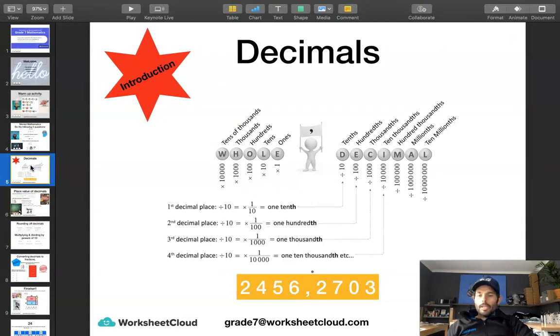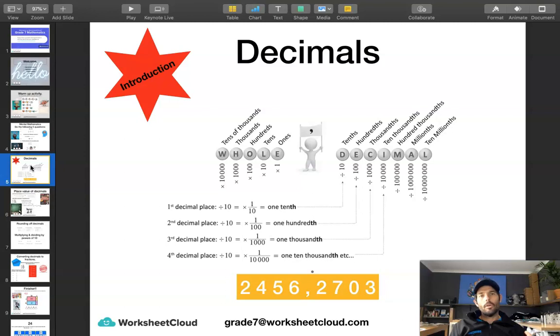Okay, today we're going to look at decimals. Just a brief introduction here for you. Everything to the left of the decimal is whole numbers. You can see the word whole there, and we know the first number on the left of the decimal is your units or your ones, then your tens, then your hundreds, then your thousands, and your 10,000s. Everything to the right of the decimal is smaller than 1. So that would be your tenths, your hundredths, your thousandths, your 10,000ths, all the way to your 10 millionths.